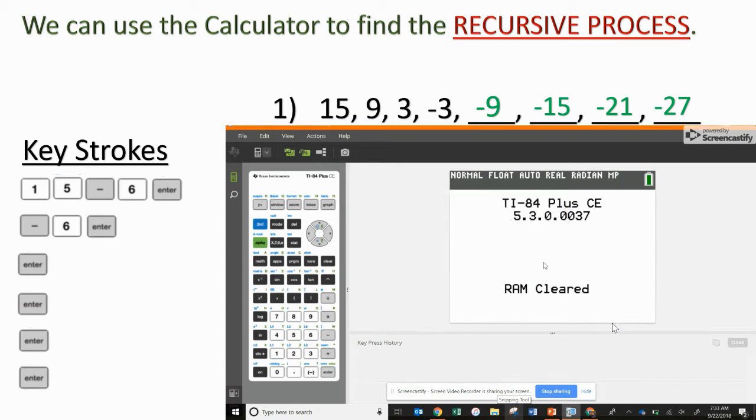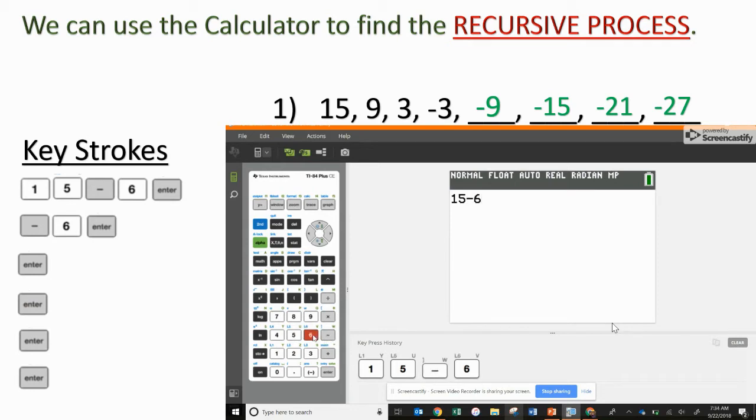And so now we're going to do our recursive process using the calculator. And so the first term was 15. So we're going to type in 15. And then we're going to use our common difference, which was minus 6. So we're going to take away 6 and hit enter. And that's going to give you the second term in your sequence. And then now we can just click minus 6. And what that does is it uses the previous answer and just subtracts 6 from it. And so then we get our third term in the sequence, which was 3.